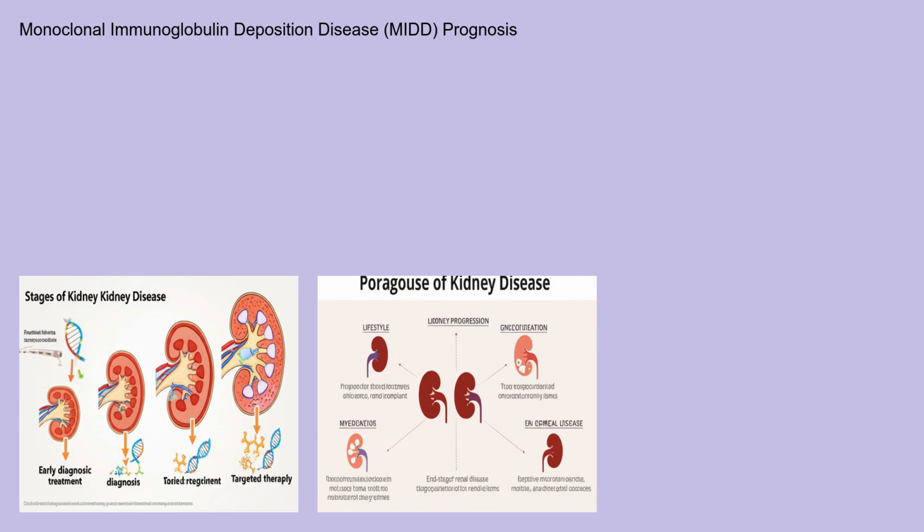Recent research is focusing on developing more targeted therapies that specifically target the abnormal plasma cells and the monoclonal protein production, potentially leading to more effective treatments and improved long-term outcomes. There's also ongoing research investigating the genetic factors that may contribute to the development of MIDD.